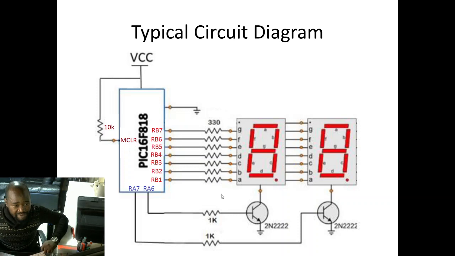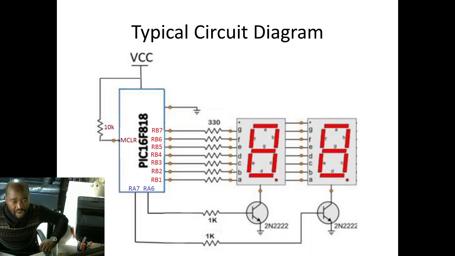Typically, this is what I have. I have my 7 segments, both of them. A is connected to B1, B is connected to B2, C to B3, D to B4, E to B5, F to B6, and G to B7. Meaning A of this 7-segment is connected to A of that 7-segment, B of that 7-segment, they are all connected together, and then collectively they are connected to B1 for A, B2 for B, and so on up until B7 for G.